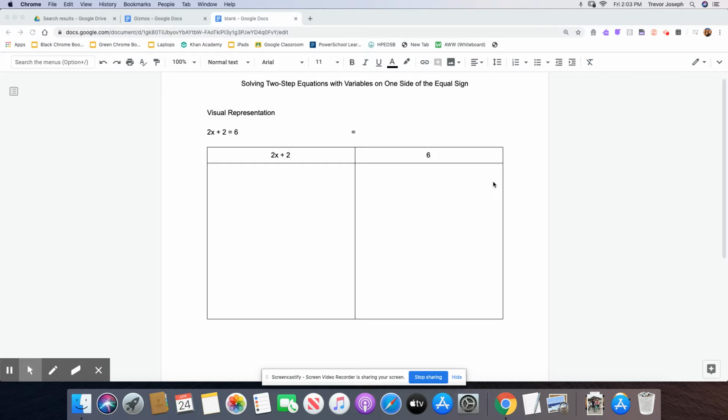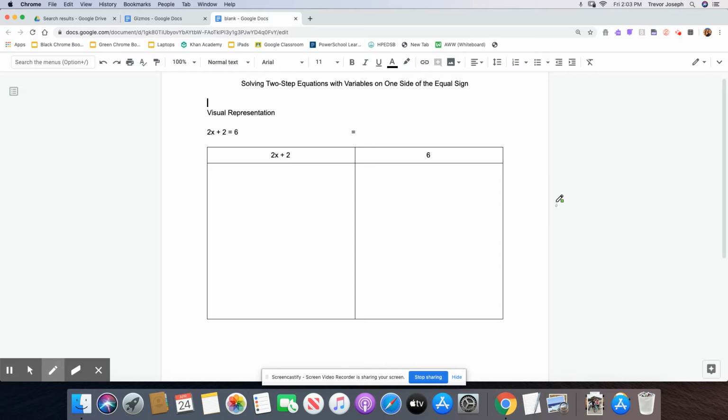Hi everyone. Right now we're going to look at solving two-step equations with variables on one side of the equal sign. And this lesson kind of mirrors what you were doing with the gizmos.